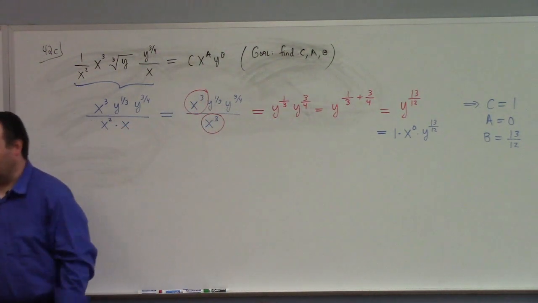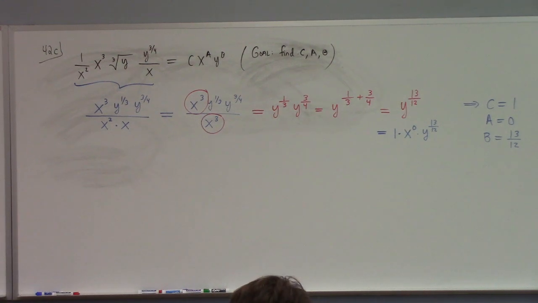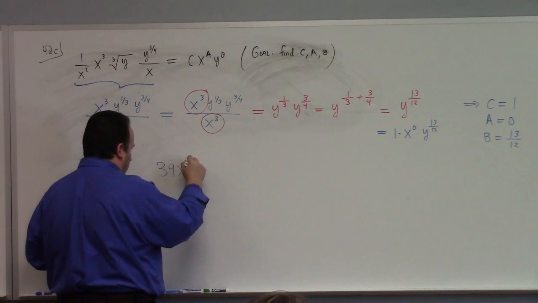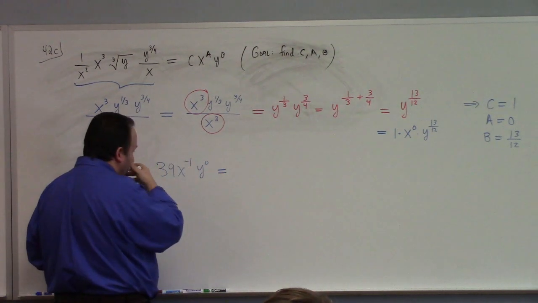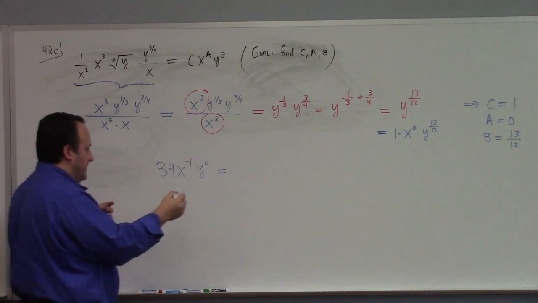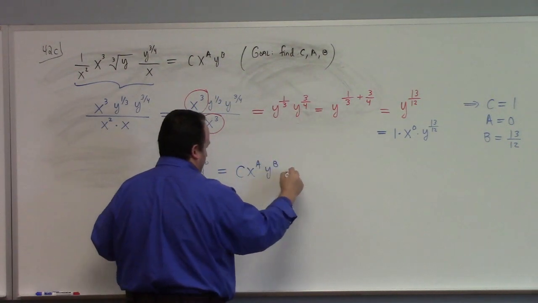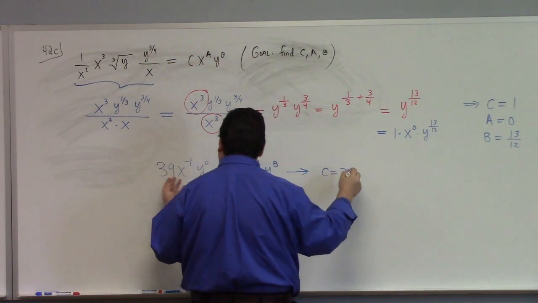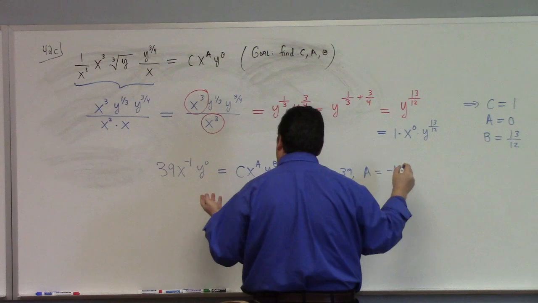Now, I think C is equal to 1 for most of the problems I write down. But it's fun to make C not be, like for part B, I think C was 39 over 13, which I think is 3, right? So if you got 39x to the negative 1, y to the 0, would you rearrange that to 39 over x so you don't have a negative? No. You would say, if I set this equal to C, x to the A, y to the B, then C is 39, A is minus 1, and B is equal to 0.